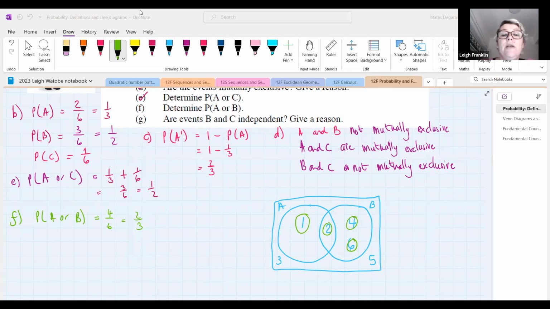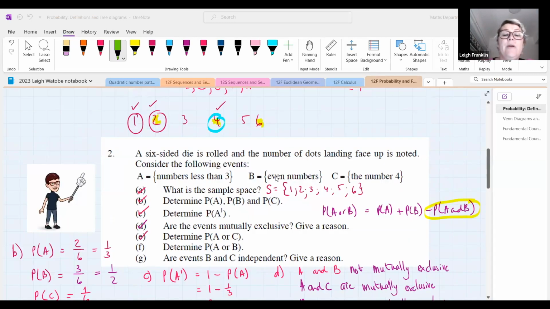Okay, so Orotile, why didn't I put in 3? Because 3 is not less than 3 and it's not even. So it's not A and it's not B. So it can't go into either event A or event B.